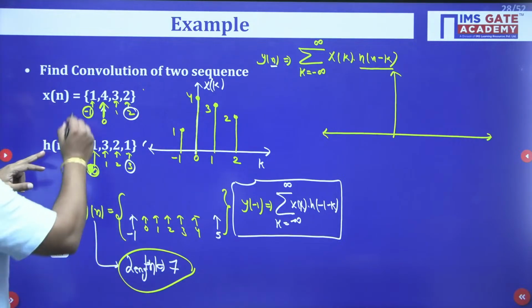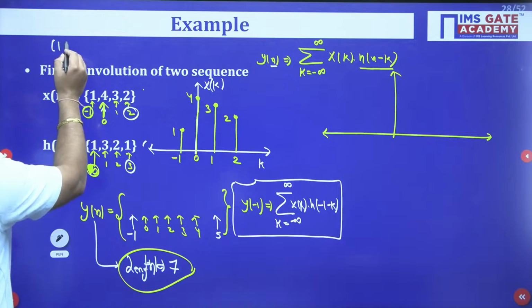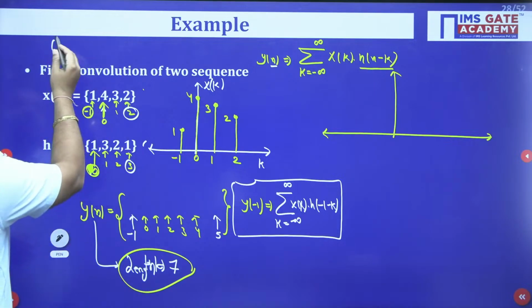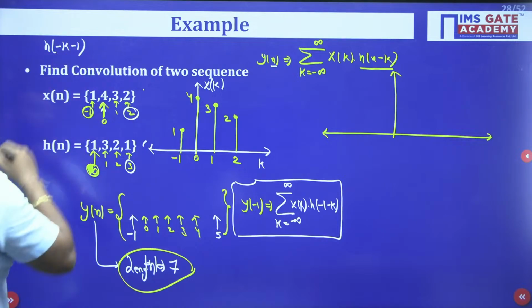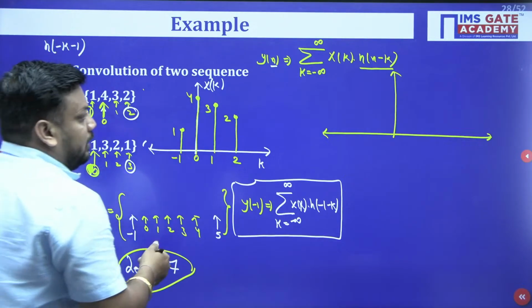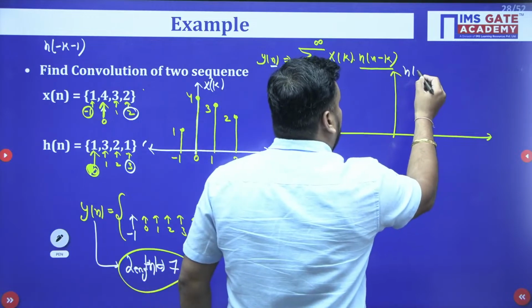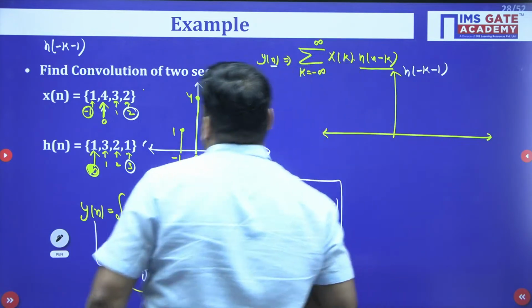So first of all, h[k] is also the same: 1, 3, 2, 1. Now I want to write h[minus 1 minus k]. I want to make the diagram of h[minus 1 minus k].